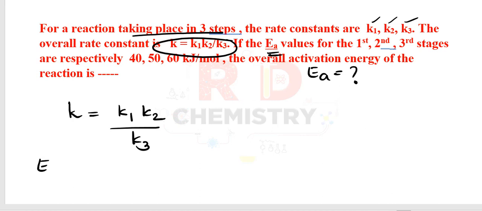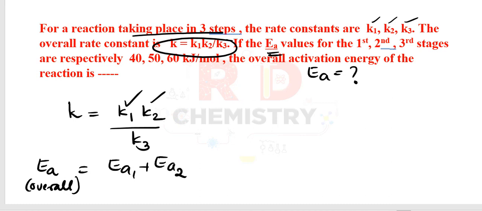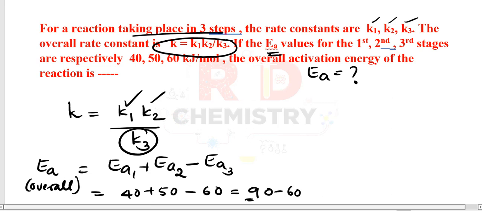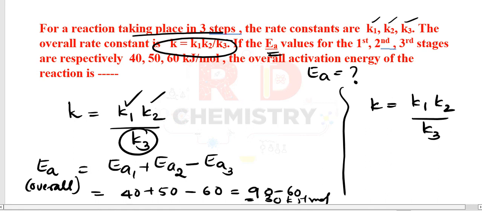I want to calculate the energy of activation for the overall reaction. So what I'll do is for K1, K2, that means EA1 plus EA2. Add the two values. Divided by K3, so you deduct the energy of activation for the third step. So it is equal to 40 plus 50 minus 60, which is 90 minus 60, equal to 30 kilojoules per mole. Okay, right? Easy.